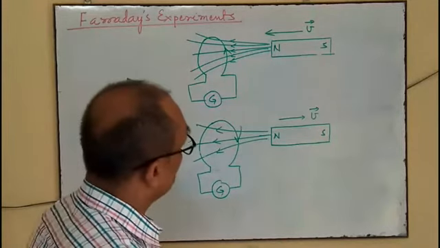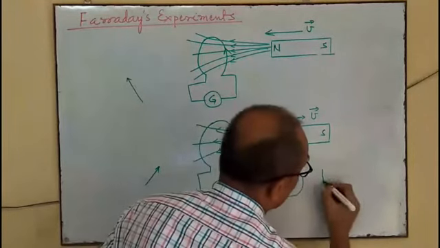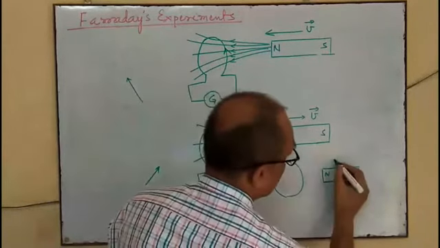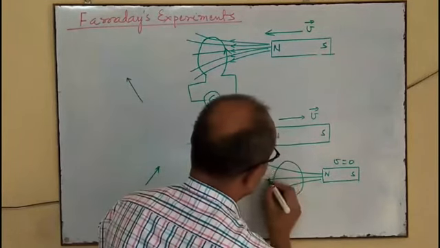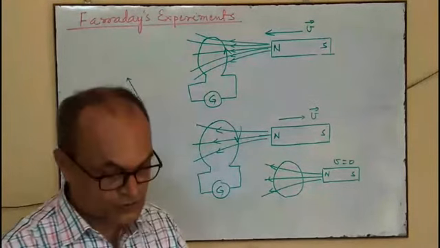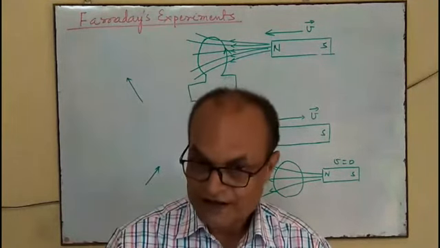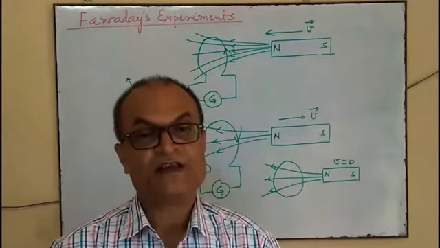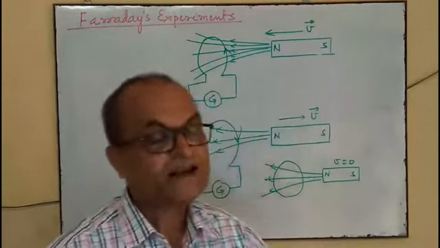One more thing: if the coil and the magnet both are stationary, then there will be no change in the magnetic field lines crossing this area. So we learn that EMF or current is induced in a coil when there is a change in magnetic flux passing through the coil. Second example.